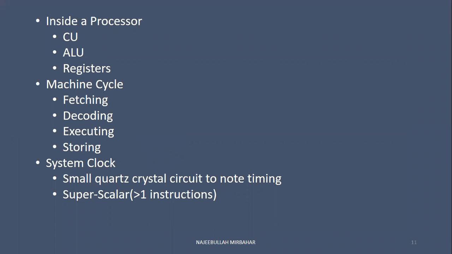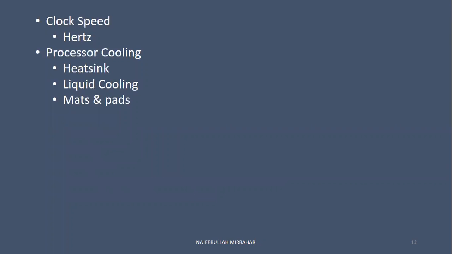Superscalar computers carry out more than one instruction per second, and one instruction is one tick per second. The main units of clock speed are megahertz and gigahertz. 1 megahertz is equal to a million instructions per second, a million ticks per second, while 1 gigahertz is 1 billion instructions per second. Right, clock speed is measured in hertz.